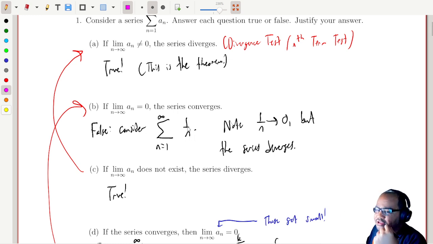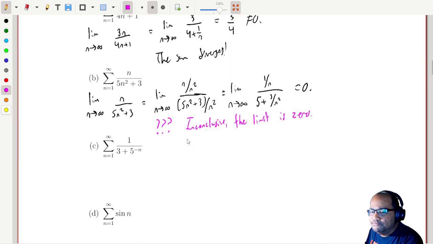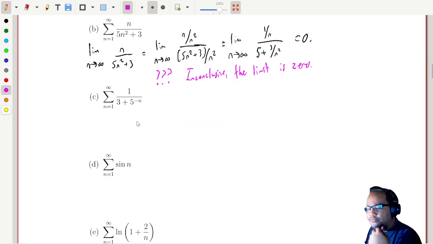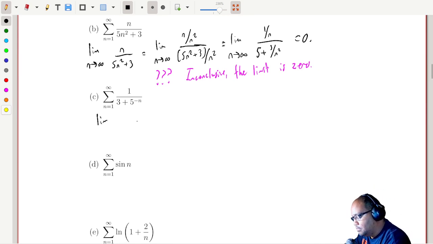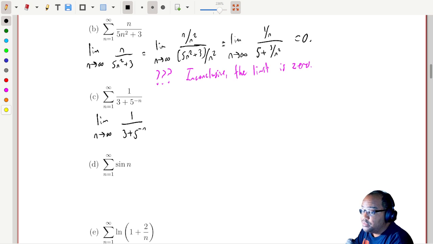Because we're comparing it against a harmonic series here, a certain class of series. So be very careful. Well, how about this one here? 1 over 3 plus 5 to the n. Let's go ahead and just take the limit, right? So we take the limit here of the summands, and this one's pretty nice.